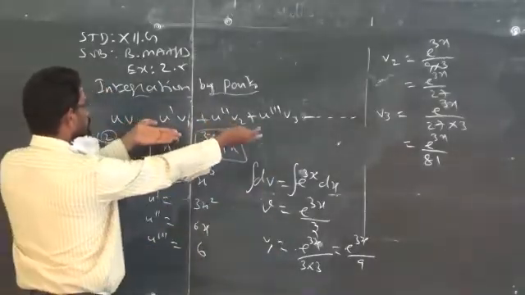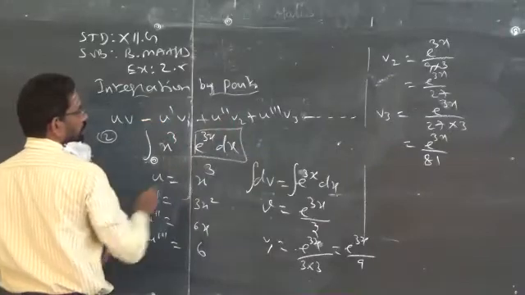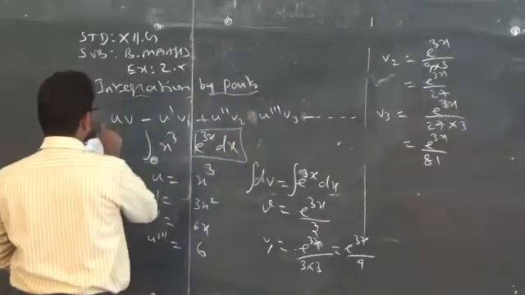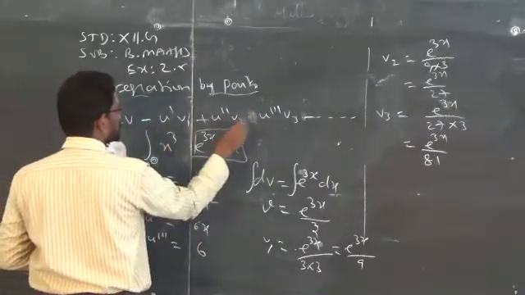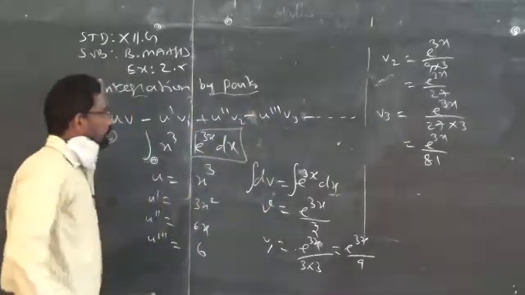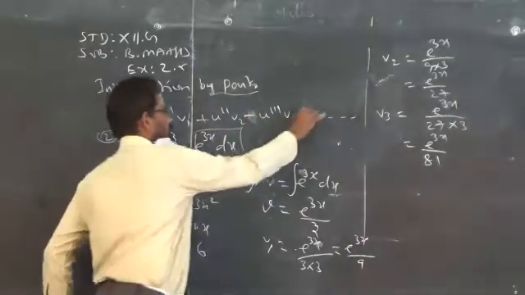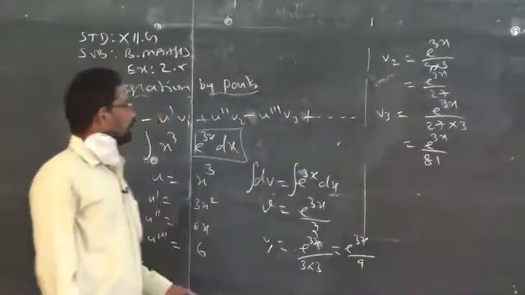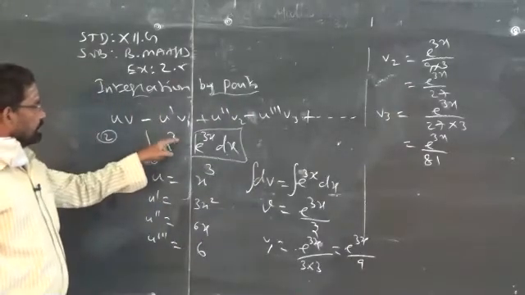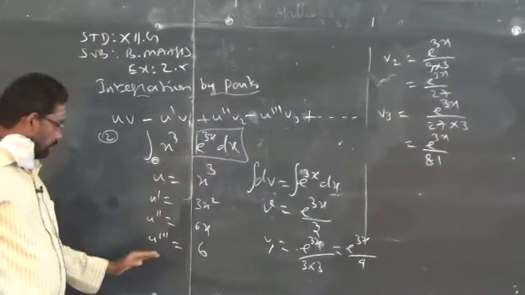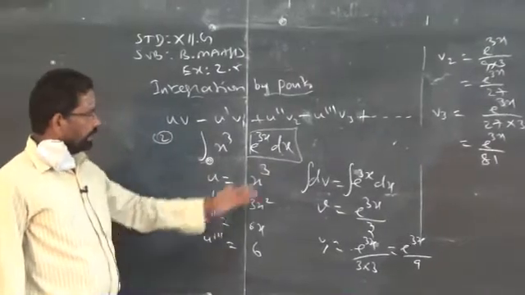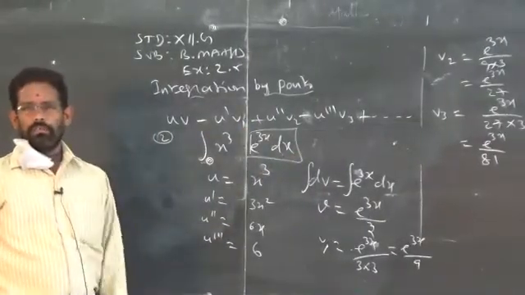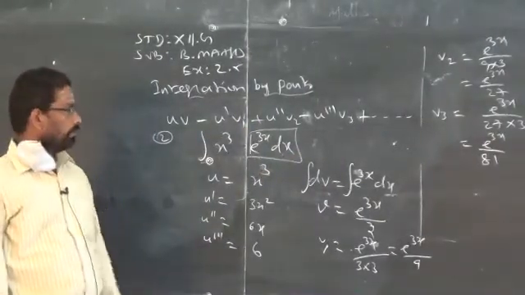Just you have to substitute in this formula. Clear? The formula is uv minus u dash v1 plus u double dash v2 minus u triple dash v3 and plus it goes on, depending upon the power of x. When the power of x is 4, then you have to find the fourth order of u and integration of 4. You have to find up to v4.